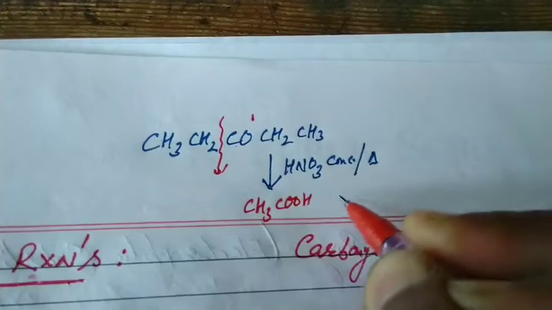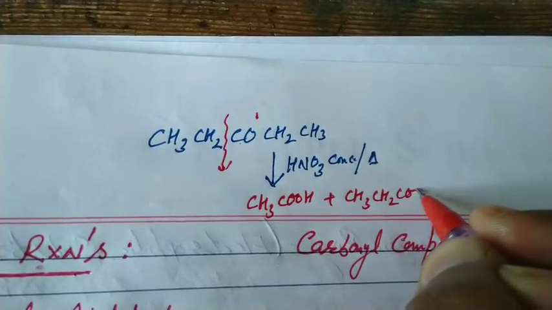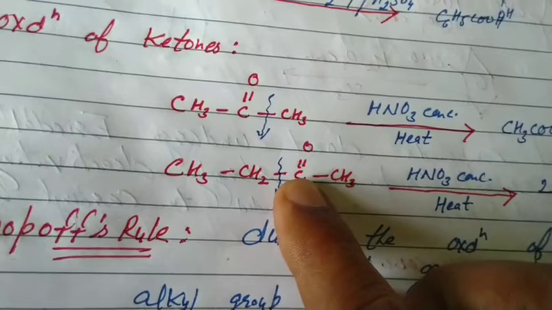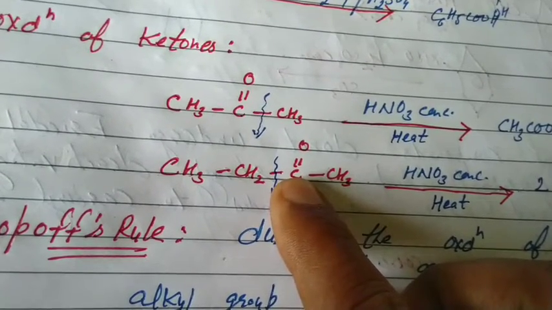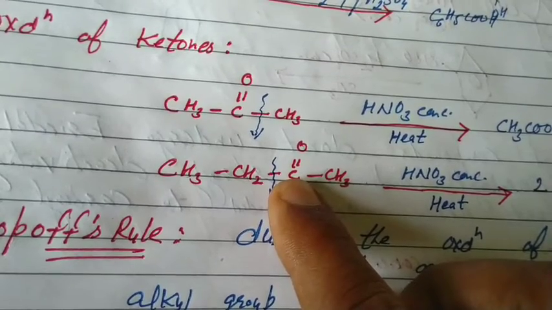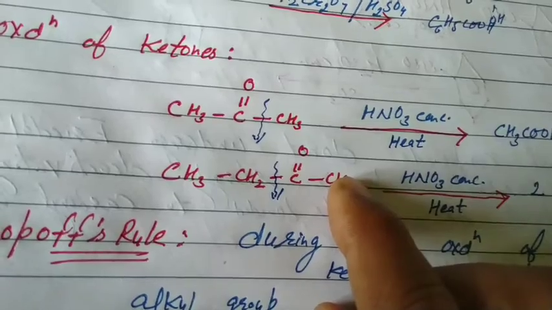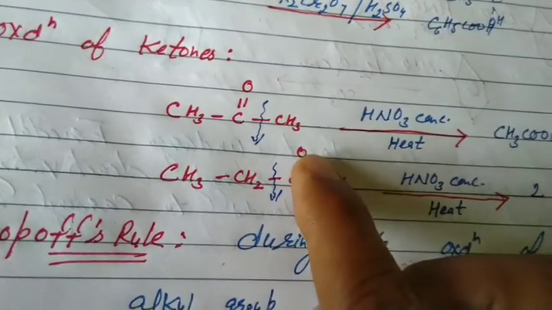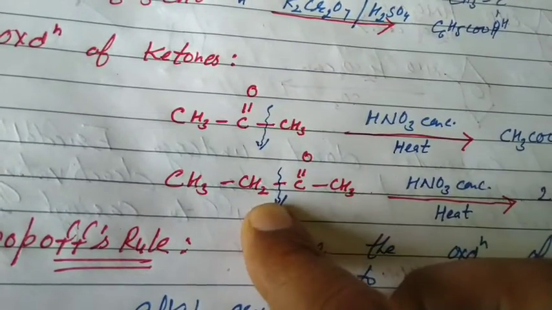CH3COOH plus CH3CH2COOH. But if it is an unsymmetrical ketone, just like methyl ethyl ketone, breakage takes place from that side of the alkyl group having more carbon atoms. Means the carbonyl will stay with the smaller alkyl group. We have to break from this end: ethanoic acid plus ethanoic acid. If we broke from this end, methanoic acid and propanoic acid, that is wrong.